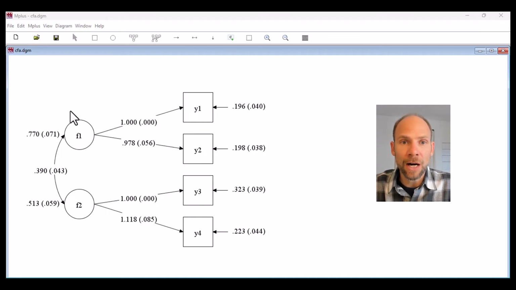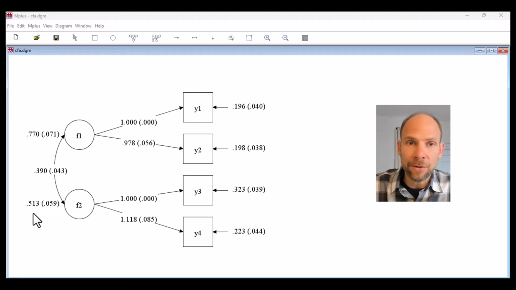And the two factors are correlated, or in the terminology of exploratory factor analysis, we would say they are oblique. They are not orthogonal. They are allowed to correlate. You can see there's a covariance estimate here between them, 0.39. So since the factors have not been standardized, this is interpreted as a covariance, and so it's somewhat difficult to say whether this is a strong linear association or a weak linear association, because you have to take into account the variances, which are also provided here as 0.77 and 0.51.